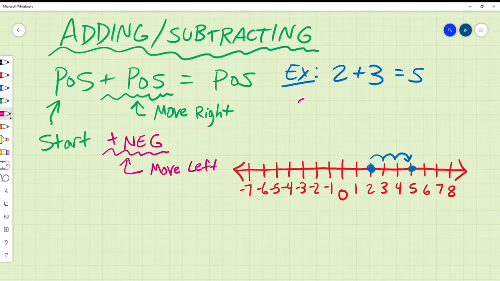So if I said 2 plus negative 3, okay, I'm still going to start at a positive 2 right here, but instead of moving to the right, increasing, we're going to move to the left. So that's going to look like 1, 2, 3 spots over to the left. I'm going to end up at negative 1, and that's our solution, negative 1.